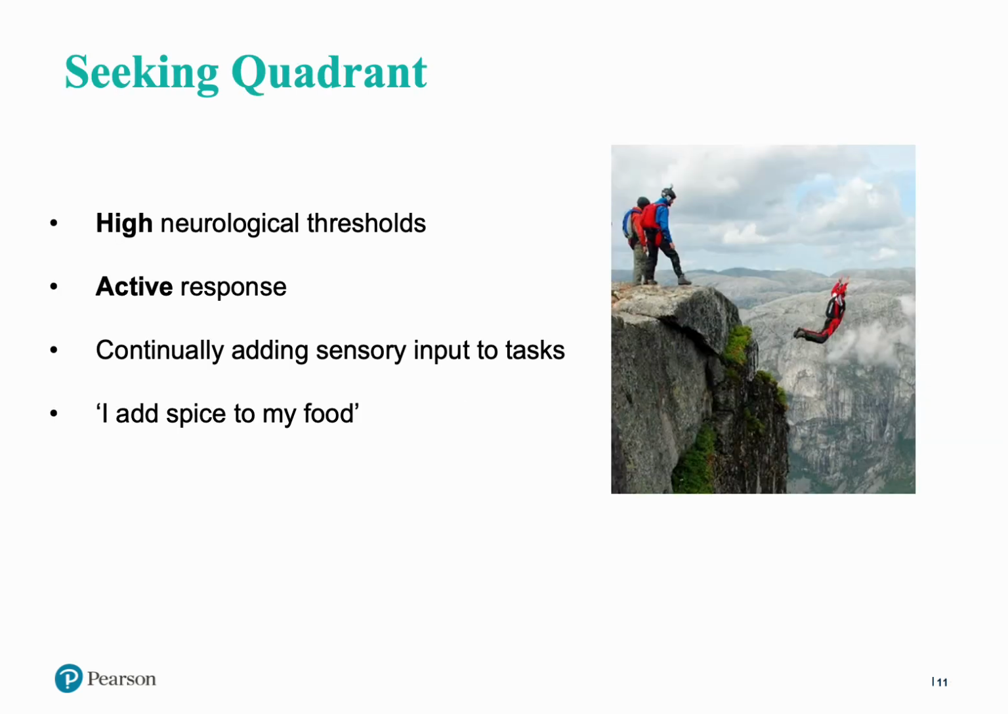That seeking quadrant represents high neurological thresholds. So again, they have a really large cup, but they have that active response. So they'll be continually actively adding sensory input to their tasks, such as adding spice to their food or fidgeting or doing things like jumping off a cliff, which you can see in that image there.